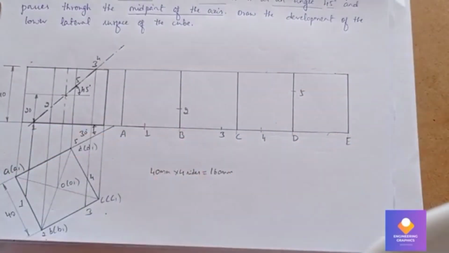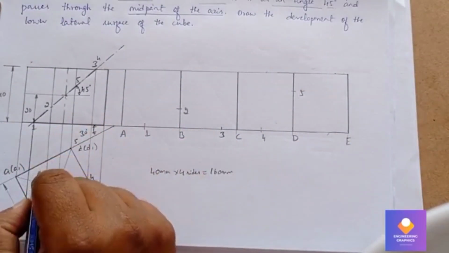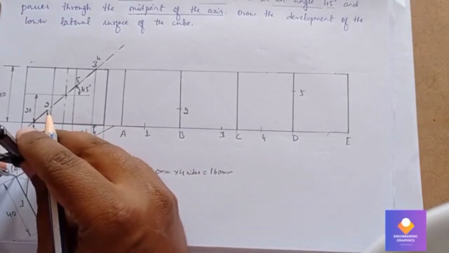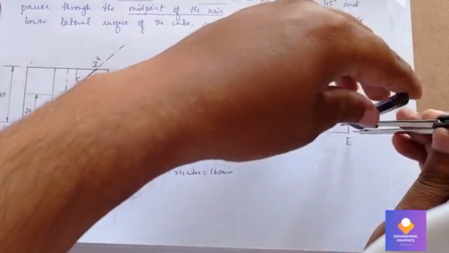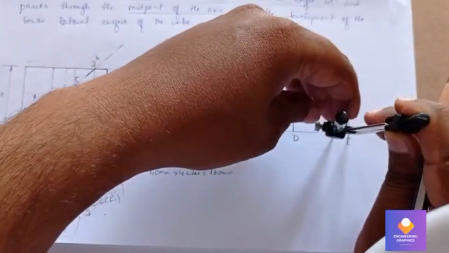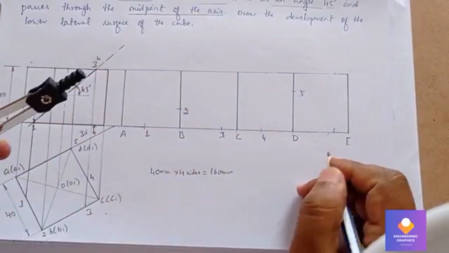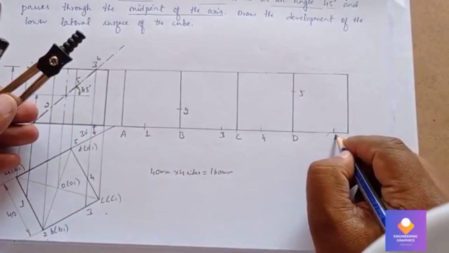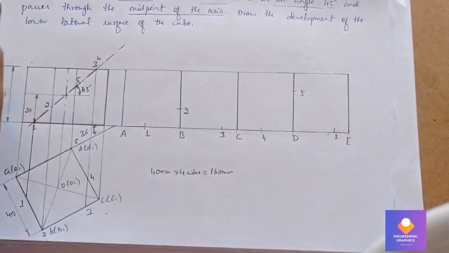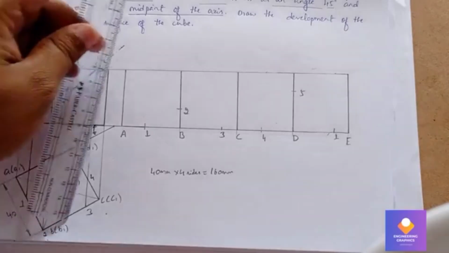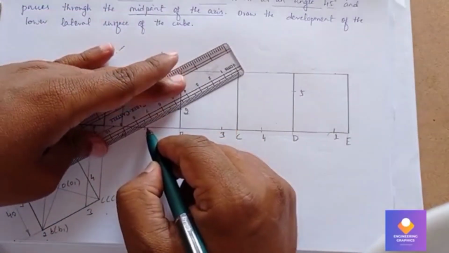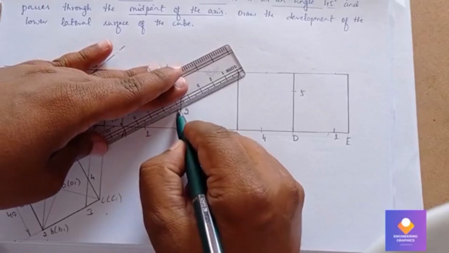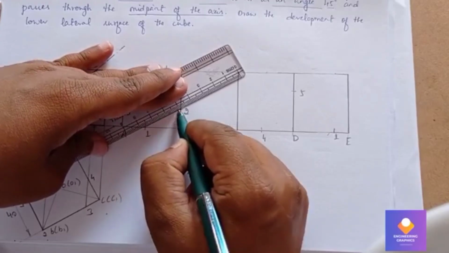Again 1 we need to measure. So 1 again I will be measuring from A. Whatever the length is, mention again 1. Now we need to join using a scale with the help of a straight line. So we can join from 1 to 2 with a straight line, again from 2 to 3.